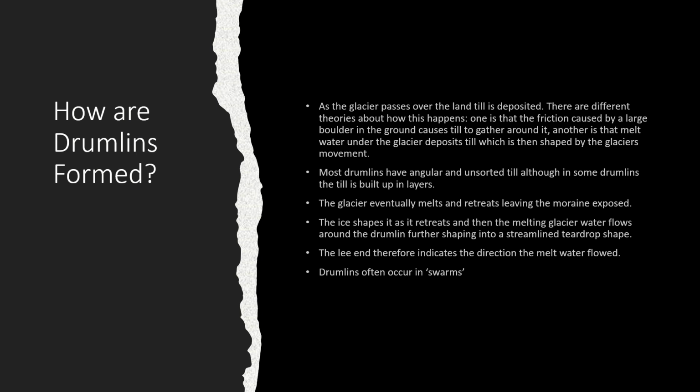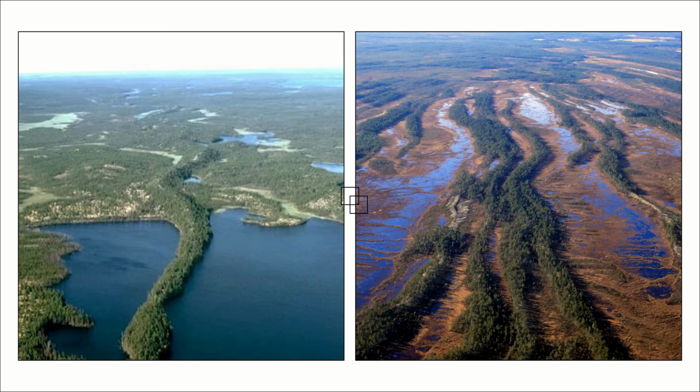All right, let's move on. These features here are eskers. On the left, you can see a kind of snaking shape working its way across the landscape, just one of them. Might take your eye a wee minute to pick it out. That is an esker. An esker is a riverbed, and the riverbed has been formed underneath a glacier.